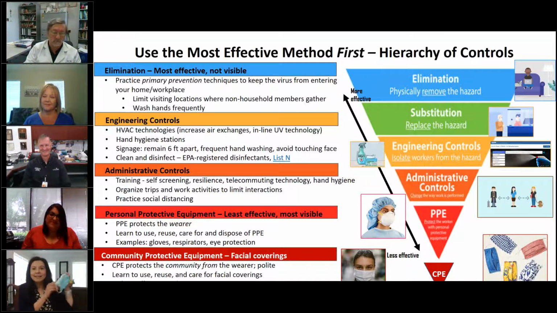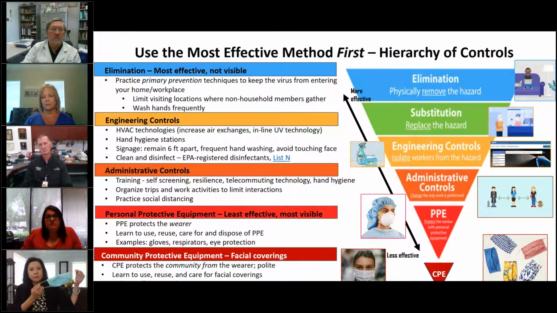But these are meant to protect others from you. So it's different than a respirator. This is meant to protect others from you, especially if you're asymptomatic and shedding the virus, and you don't even know. So I equate this to good manners. Wearing this in public is good manners. It's like covering your cough. It's like saying excuse me, or thank you, or please. This is good manners. It's just polite.